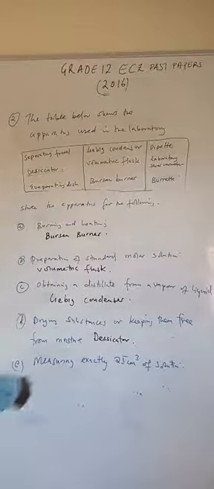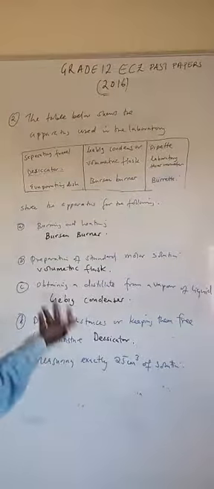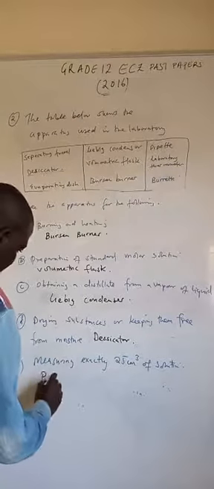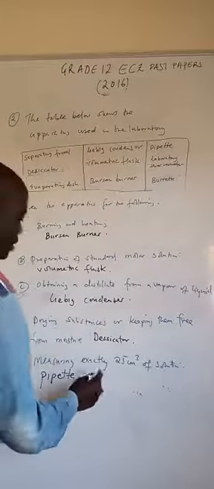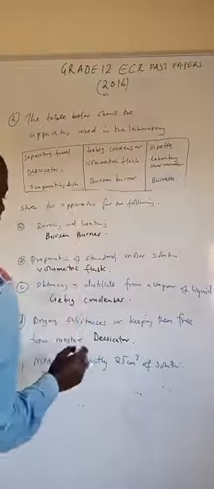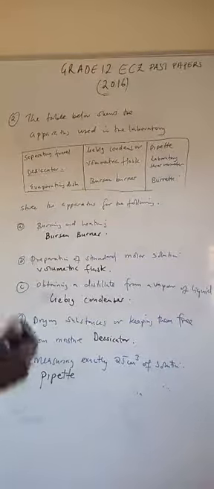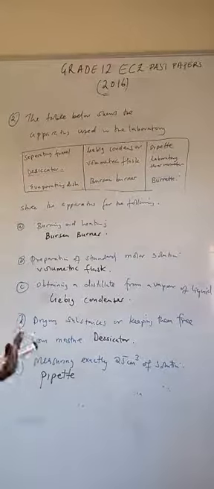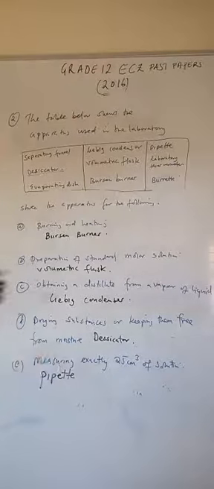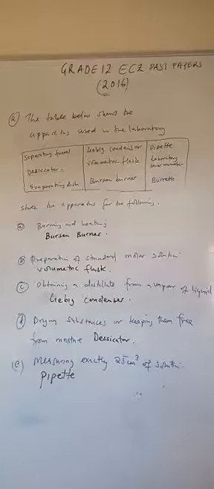Lastly, measuring exact 25 cubic centimeters of solution. What instrument do you use for that? A pipette. That's the one that is used for measuring 25 or 20 cubic centimeters. Don't get confused, because in chemistry there's what you call titration. When you're doing titration, you are actually dealing with volumetric analysis. You'll be dealing with titration formulas, and you need to pipette 25 or 20 cubic centimeters of a base.